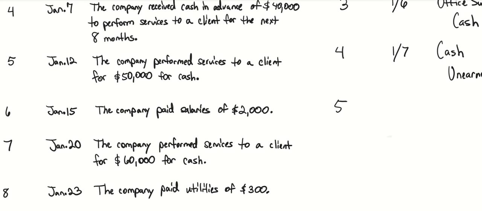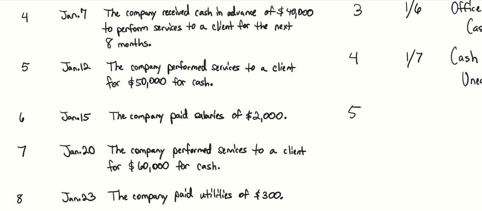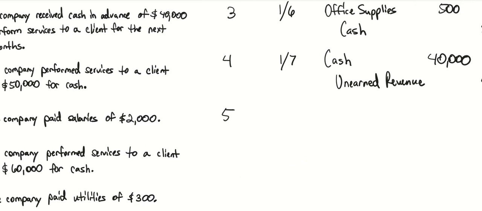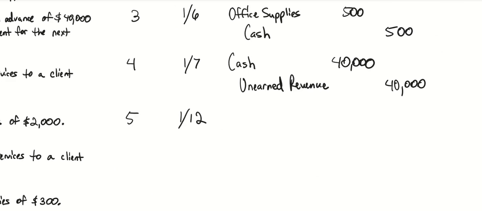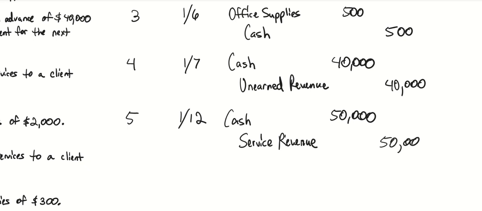Okay, transaction 5. The company performed services to a client for $50,000 for cash. And this happened on January 12th. Okay, so cash was received for $50,000. So we're going to debit $50,000 to the cash account. What was it for? It was for services that was performed. So service revenue, which is an actual revenue account, will be credited for $50,000.